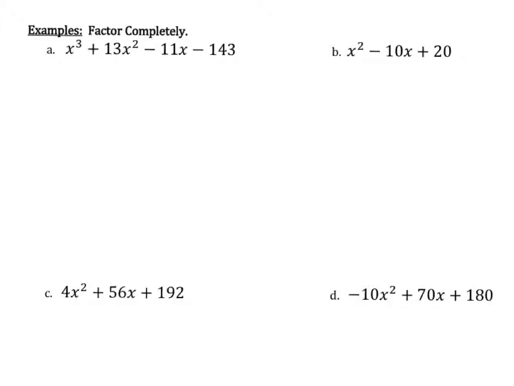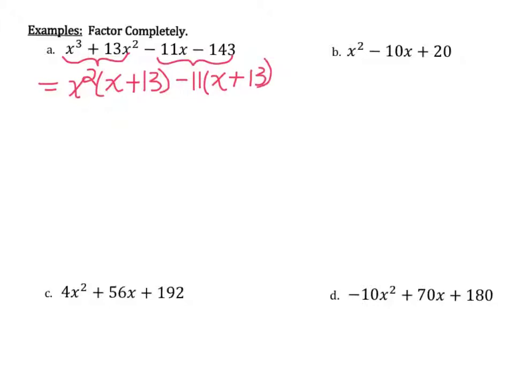And so what I'm going to do here is group these first 2 terms together and the second 2 terms together. I'm going to factor out an x squared out of this first group. I'll be left with an x plus 13. And out of that second group, I can factor out a negative 11. And I'm also going to be left with x plus 13. All right. Notice that both of these terms have an x plus 13, so I can factor that out. And I'm going to be left with x squared minus 11.